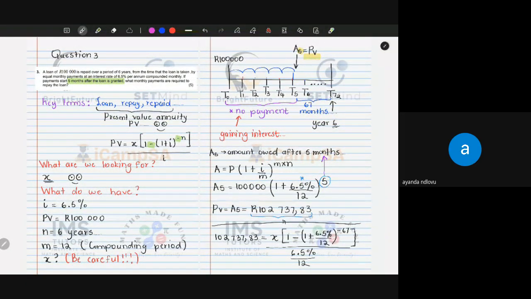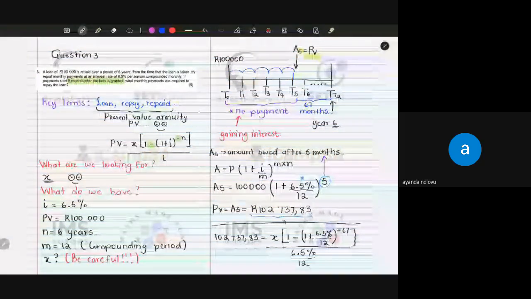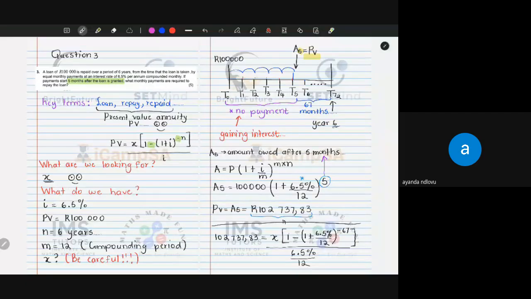Okay, any questions on question 3, guys? I'm happy to answer. Any question? Okay, I see no questions. So I'm going to ask one of you to explain to us what we did in this problem and why they think we did what we did. So I'm going to pick a person.